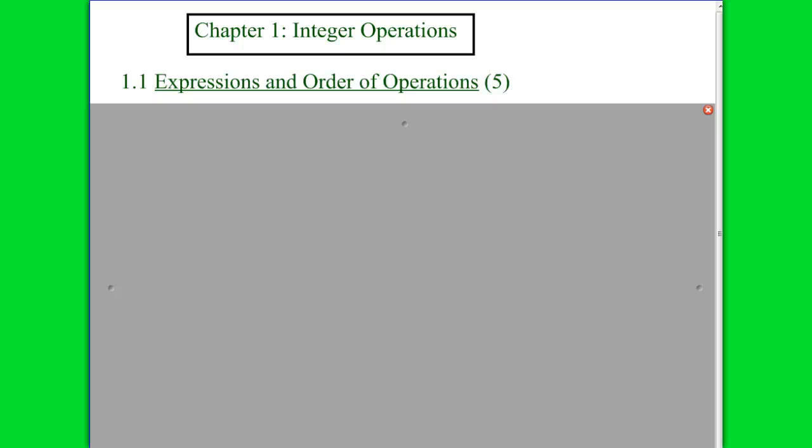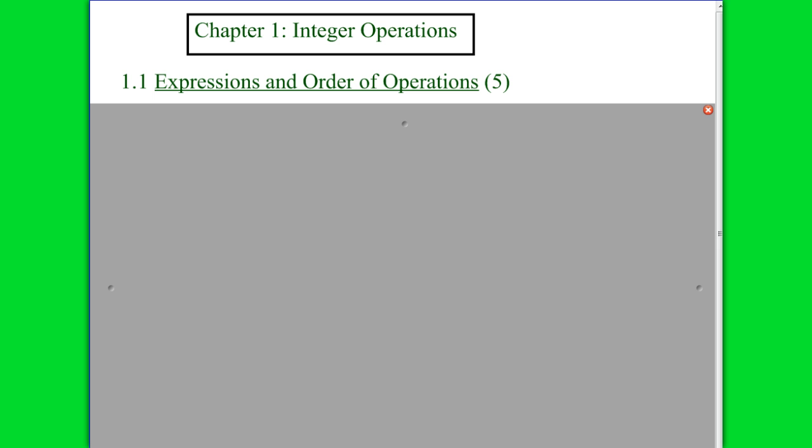Okay, so welcome to pre-algebra. This is the first lesson in the first chapter. So way up high on your very first page in your concept book, you are putting a box with Chapter 1, Integer Operations. We do that for each new chapter.